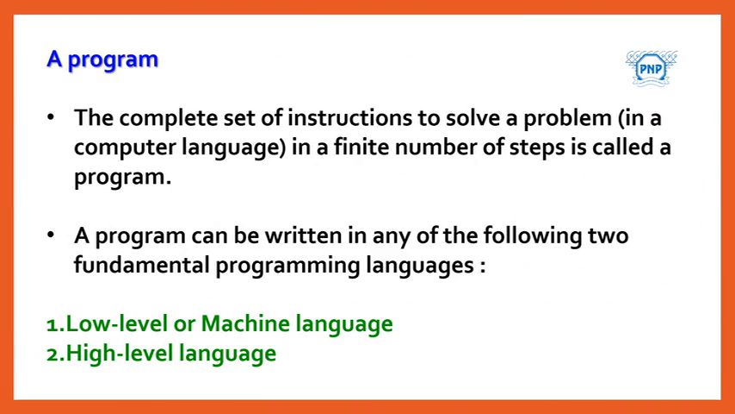The complete set of instructions to solve a problem in a computer language in a finite number of steps is called a program. The person who writes a program is called a programmer. A program can be written in any of the following two fundamental programming languages. One is low level language, or machine language. The second one is high level language.